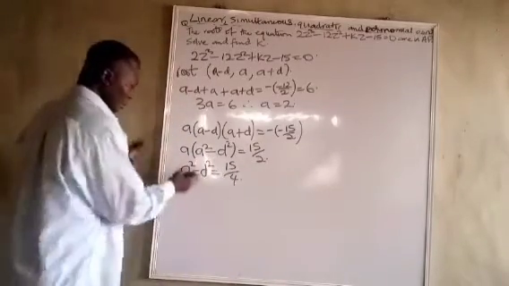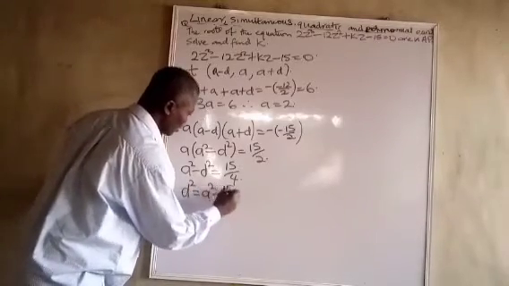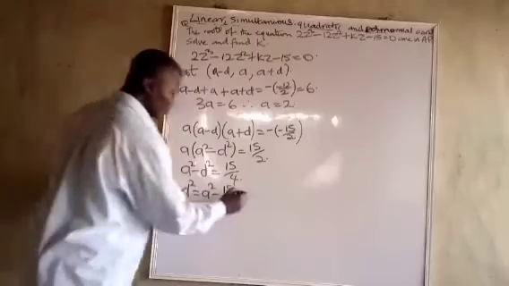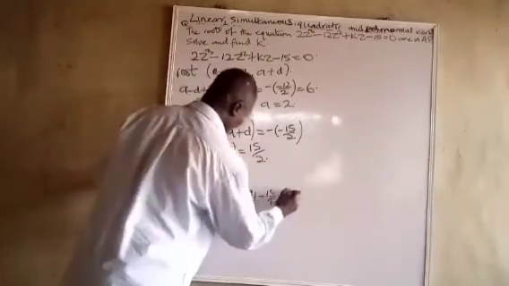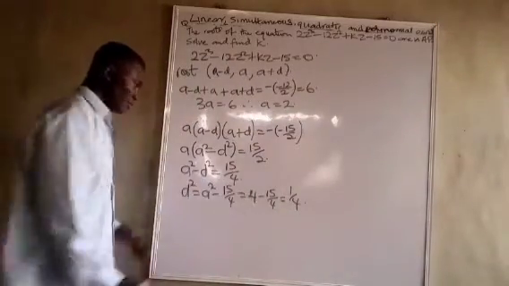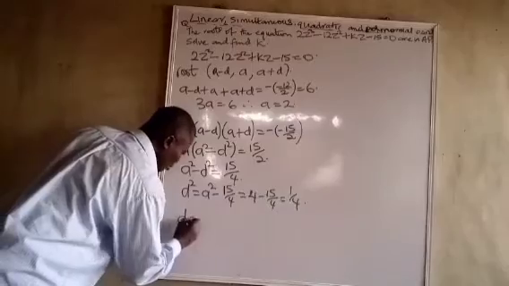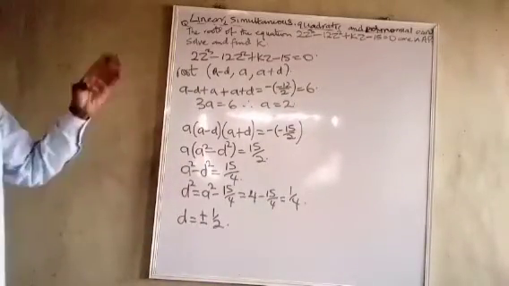And this is a. Therefore, d squared is equal to a squared minus 15 over 4. And what is a squared? That is 2 squared, so 4 minus 15 over 4, which is 1 over 4. Therefore, d is equal to plus or minus half.